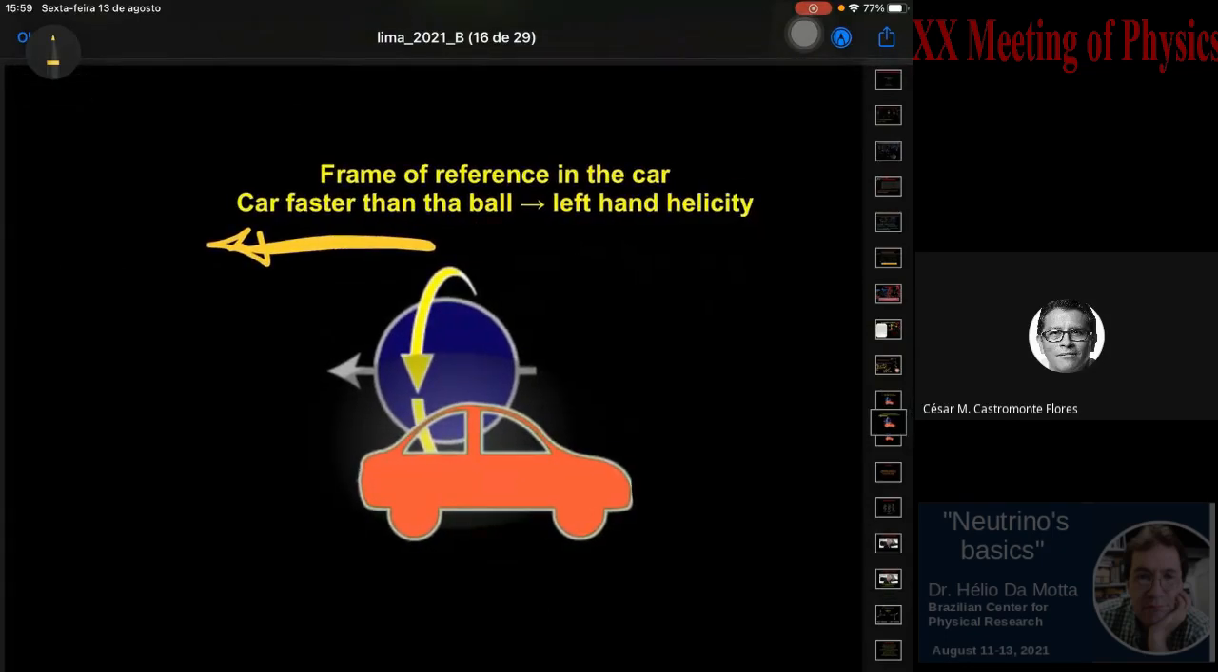So helicity is a property that depends on the frame of reference, where you are. We don't like this, okay, because we're going to fight. I say this is right hand, you say now it's left hand, both are right. So it's not something that is intrinsic to the system. This is not a property of the ball itself, okay?